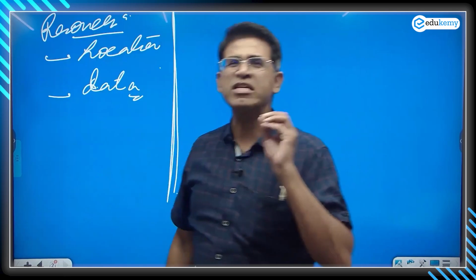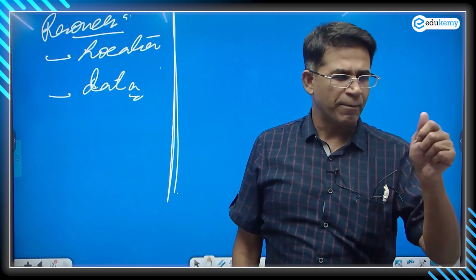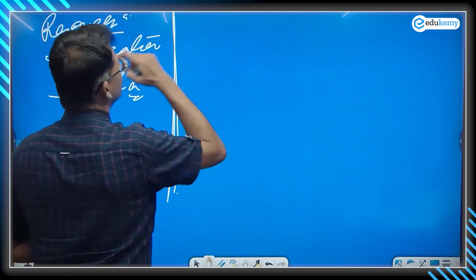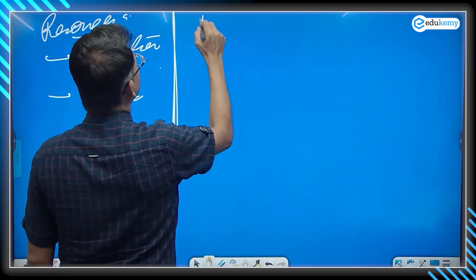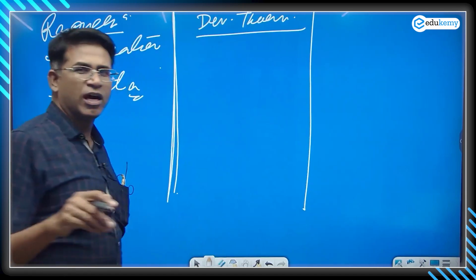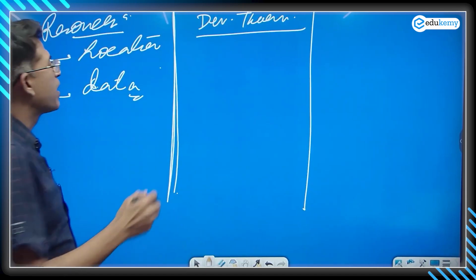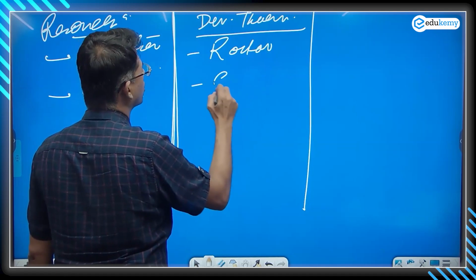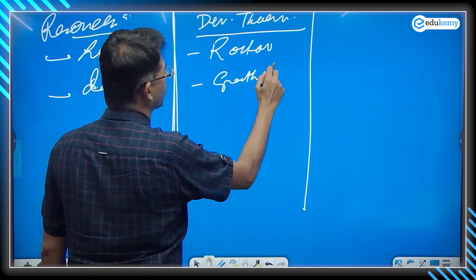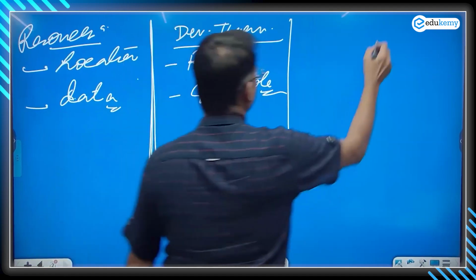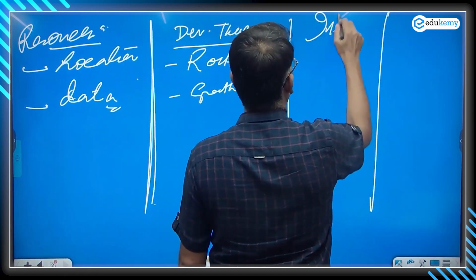So the moment you see a question on economic geography, first get to know the resources. Second, quickly recall whatever development theories there are. You can easily use 3-4 development theories. You can use Rostow's model, and you can also use your growth pole model. Use development theories. Then have something on infrastructure.